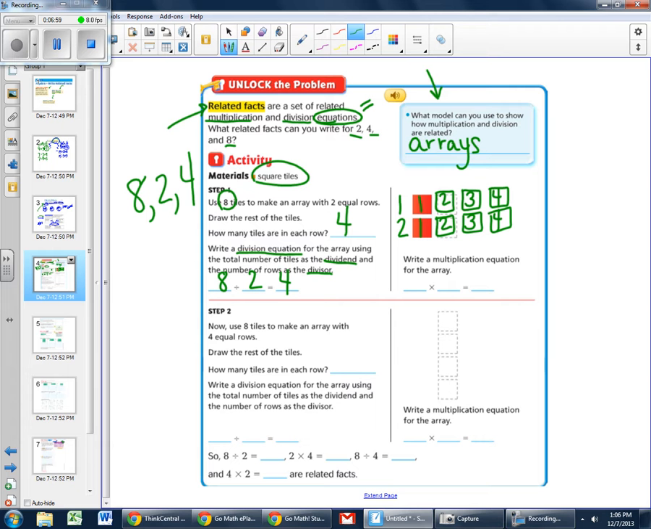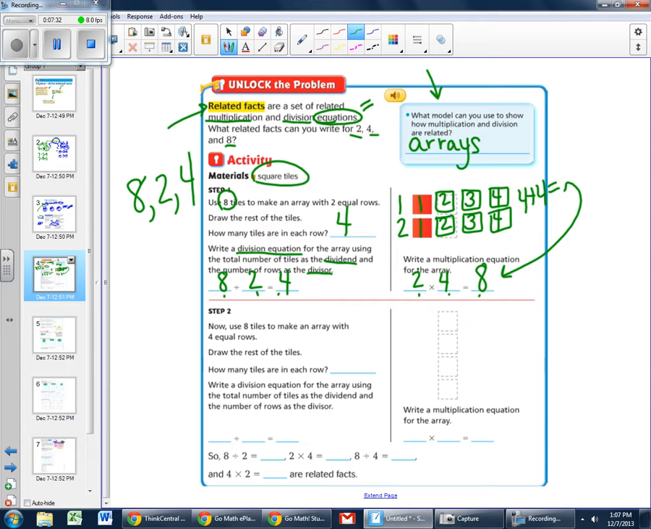Use a multiplication equation for the array. Again, we had 2 rows times 4 in each row gave us a total of 4 plus 4 equals, and our third number is 8. So again, we've used the numbers 8, 2, 4, and 2, 4, and 8. So there are our related facts, formerly known in past years as fact families.